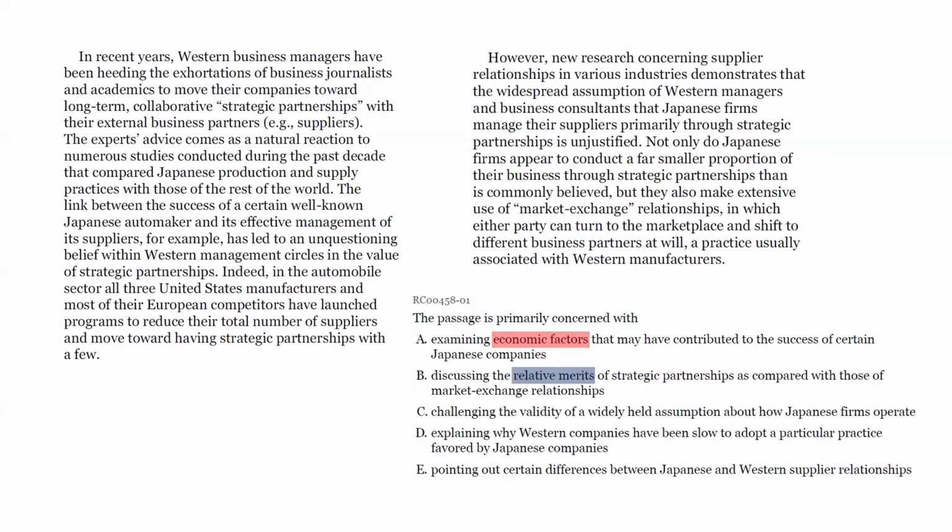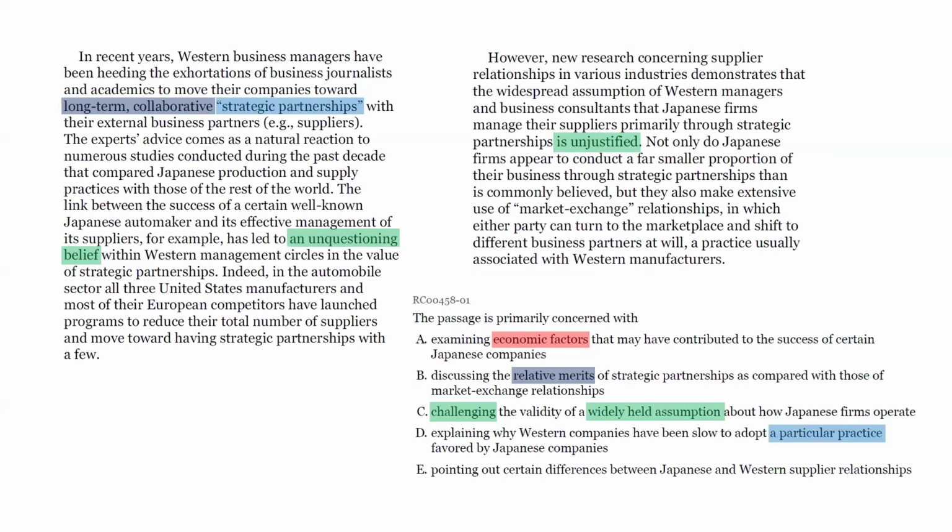Answer B mentions relative merits. Perhaps we might see these as the long-term collaborative aspects of strategic partnerships, but notice how they're not explicitly shown as merits. Answer C mentions a widely held assumption, and we can match that to this unquestioning belief. Also in answer C, the word challenging matches to this phrase, is unjustified. In answer D, the particular practice must be strategic partnerships.